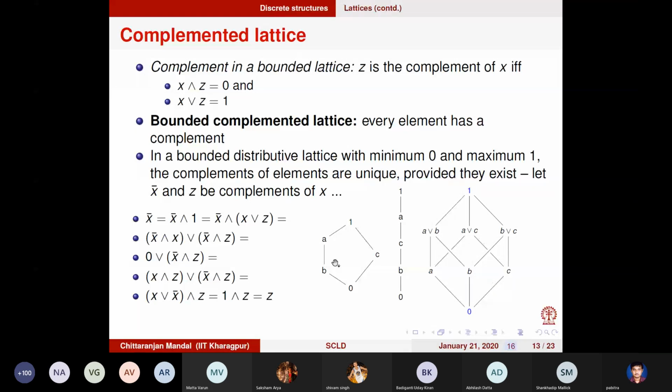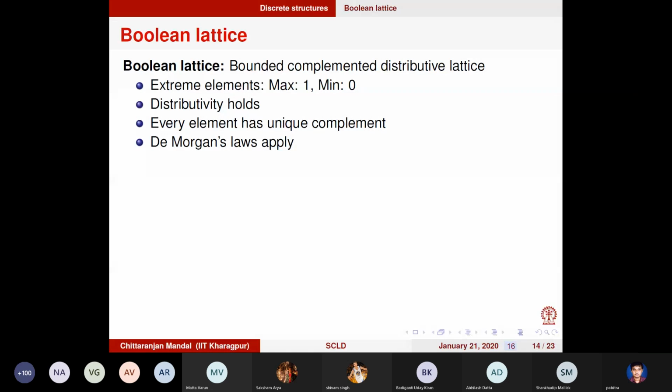Now let us come to our final definition that we arrive at after all these properties. It's called a Boolean lattice. A Boolean lattice is bounded, that means it has a max and min element, complemented, that means every element has a complement, and distributive, that means the distributive property holds for any 3 elements in the lattice. Then we call that lattice a Boolean lattice. The extreme elements are called 1 and 0.